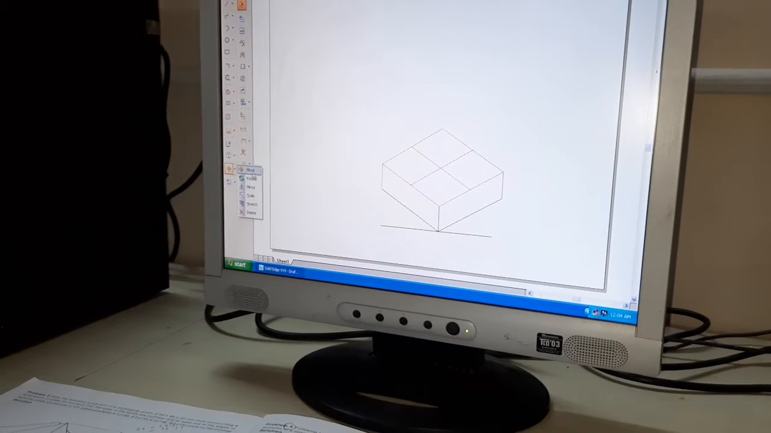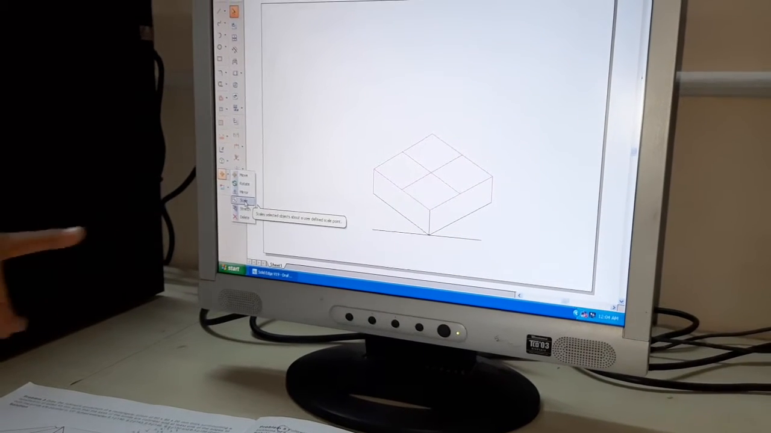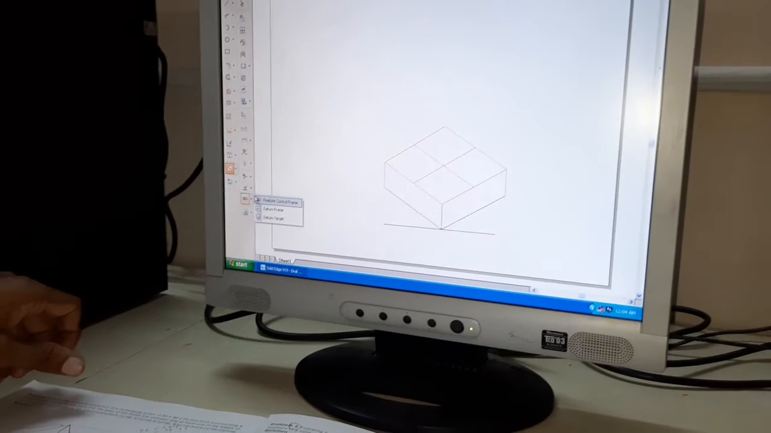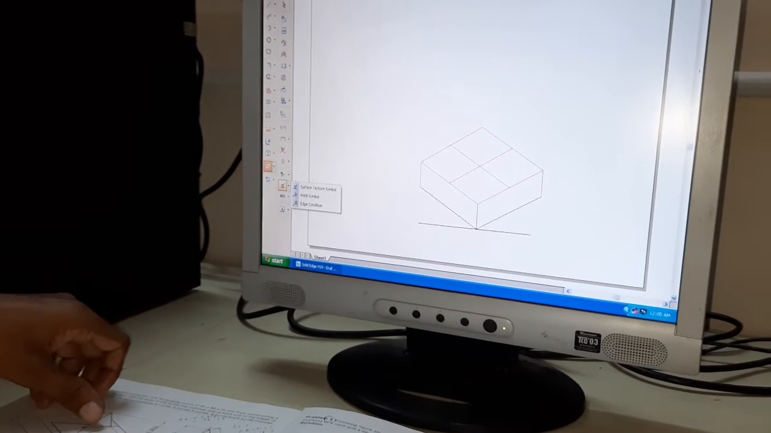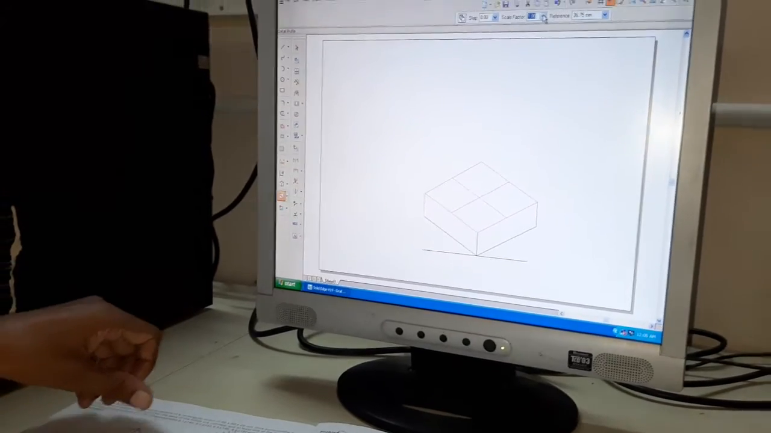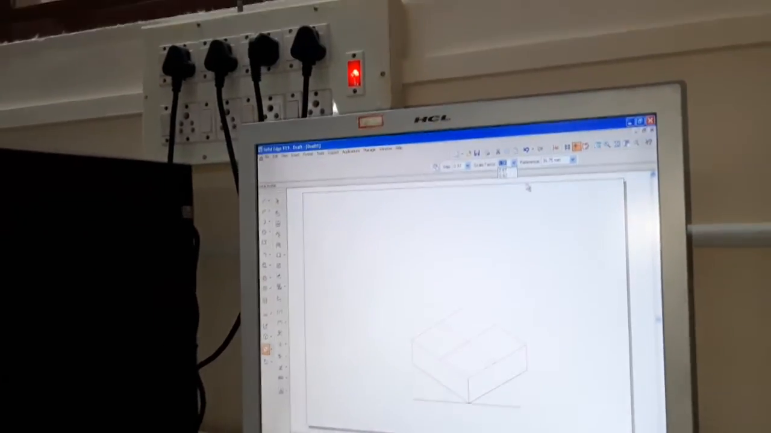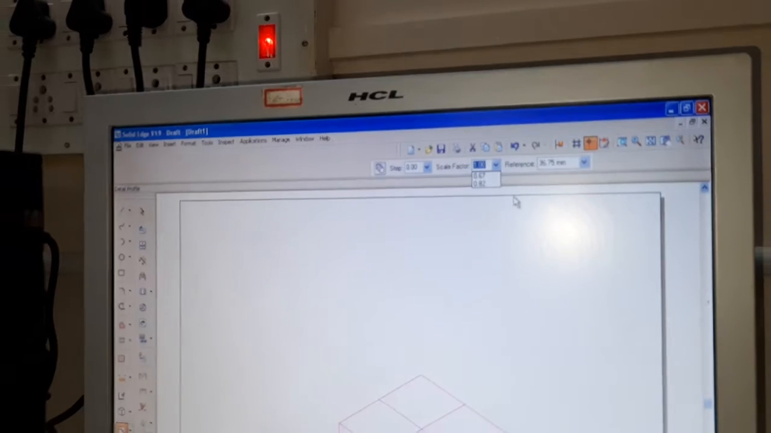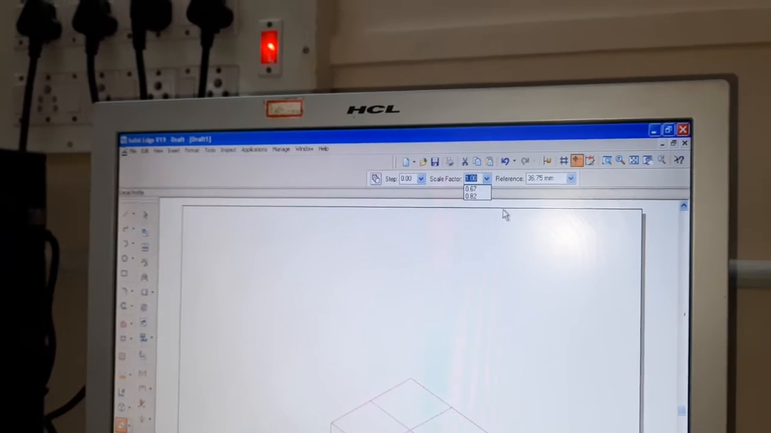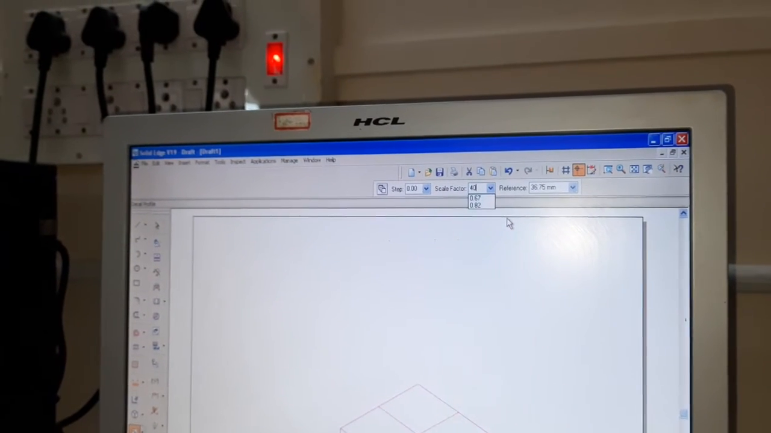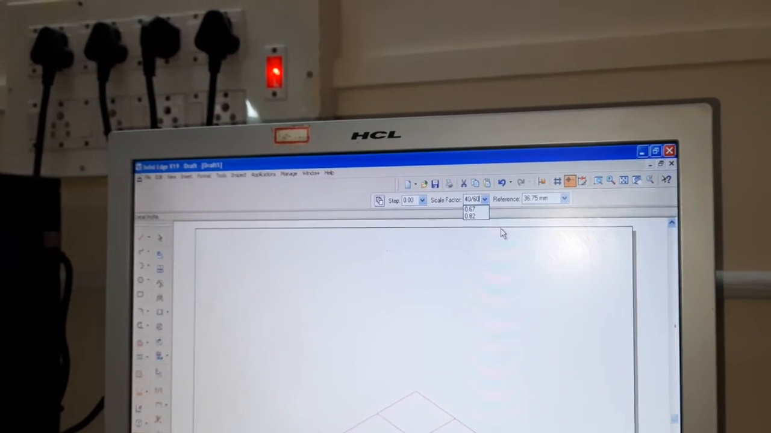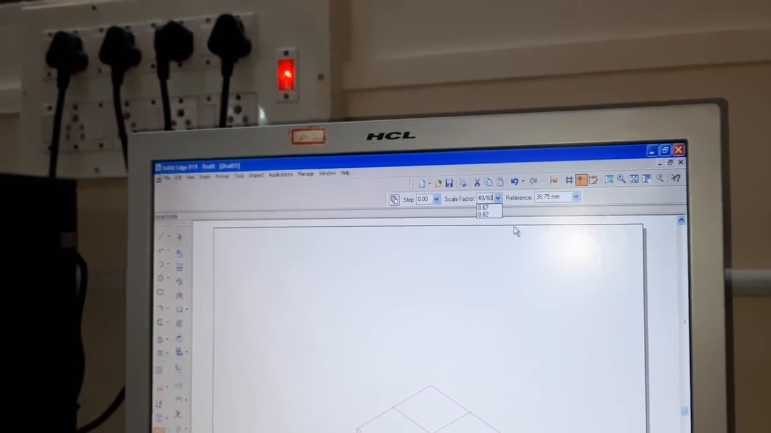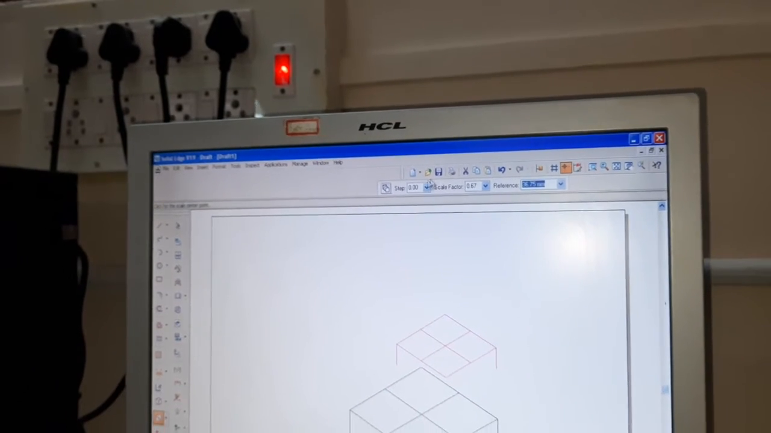Select the points and let us go for scaling. Scale option is there just beside the move option. Let us reduce the scale by 40 by 60, because the base of the square pyramid is 40 mm. So let us reduce it to 40 by 60.